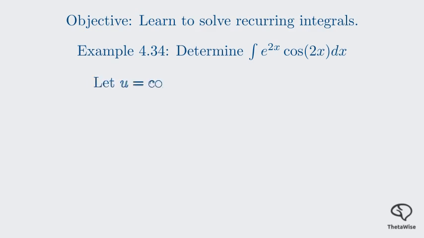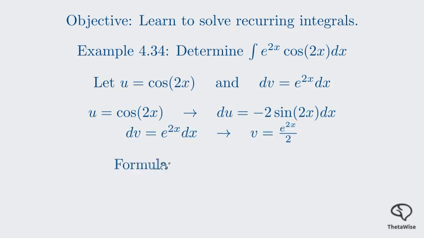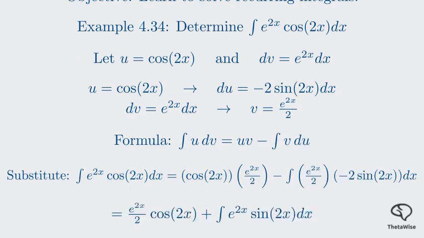So we'll set u equals cos of 2x and dv equals e to the 2x dx. Differentiating u gives du equals negative 2 times sin of 2x dx. Integrating dv gives v equals e to the 2x over 2. Plugging into our formula, we get e to the 2x over 2 times cos of 2x plus the integral of e to the 2x times sin of 2x dx. Notice the two negative signs canceled out.